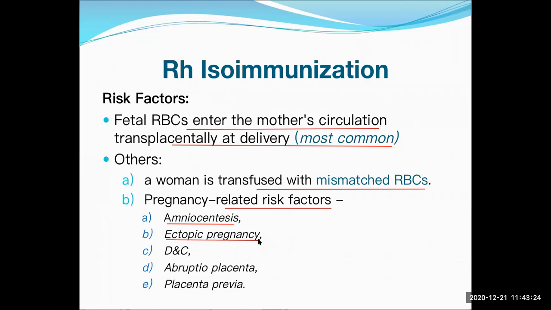Ectopic pregnancy is another. Ectopic pregnancy means the pregnancy is occurring outside the uterine cavity, mainly in the fallopian tube, and there is a high chance of rupture. There is high chance of development of hypovolemic shock, and during that time, it may mix with maternal circulation.